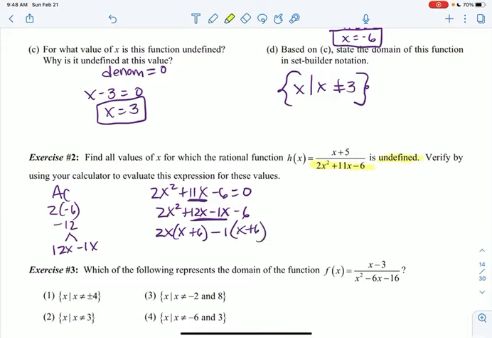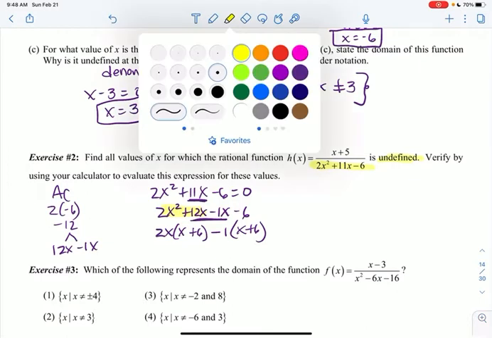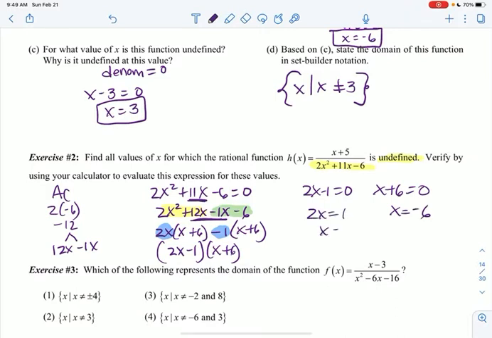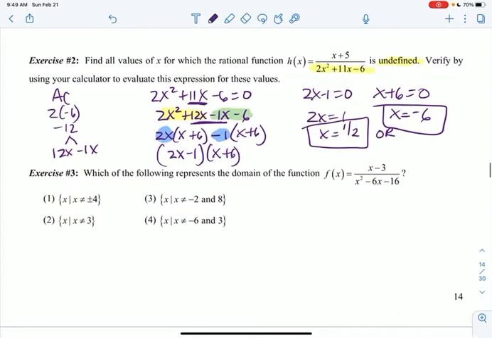Remember, I'm factoring these first two with the GCF, and then I'm factoring the last two. I group them together. Now those GCFs get pulled together to become a factor. So I'm pulling together the 2x and the negative 1, the GCFs, and they're a factor, and the other factor is x plus 6. Then I take each of these factors, set them equal to 0, and solve. And x equals 1/2. So basically when x is 1/2 or when x is negative 6, that function is undefined.